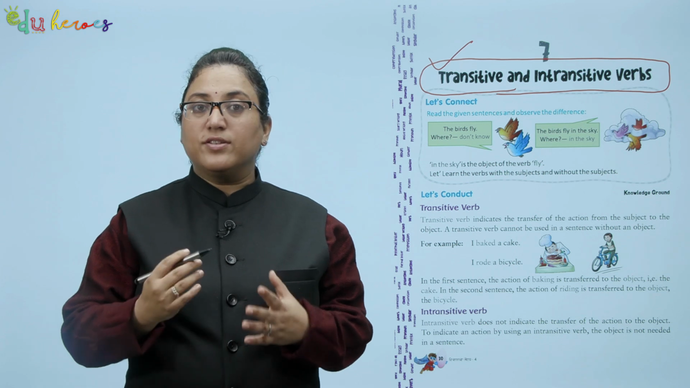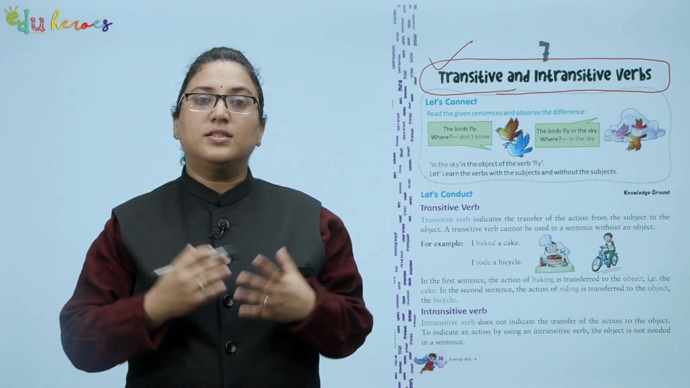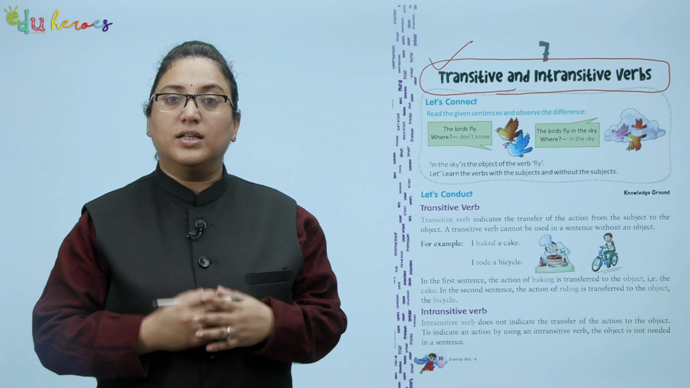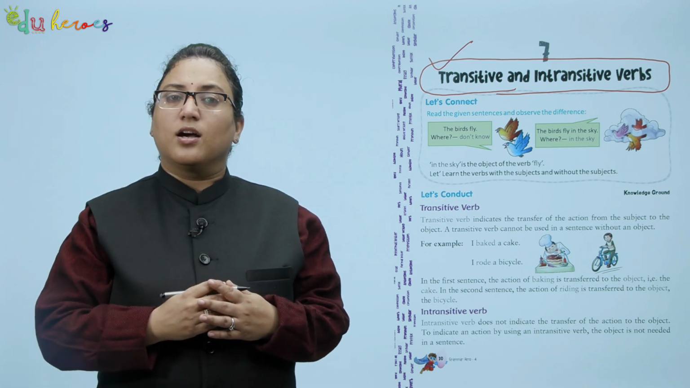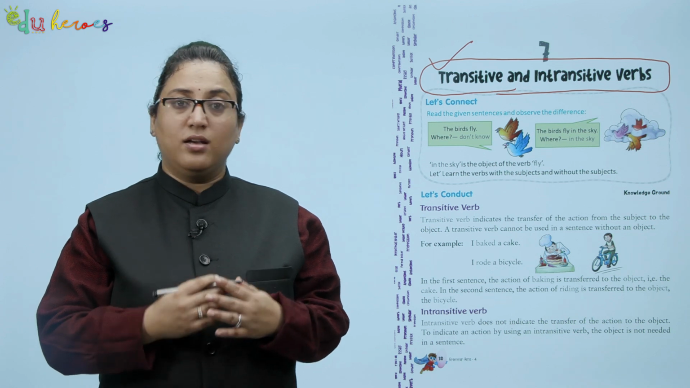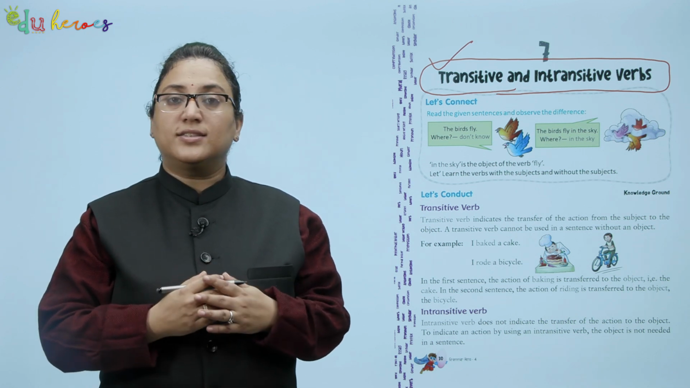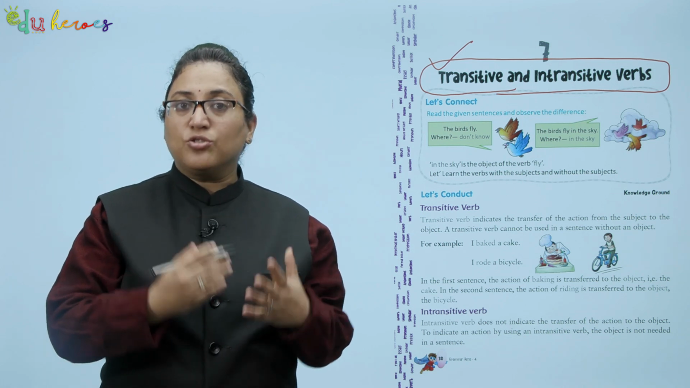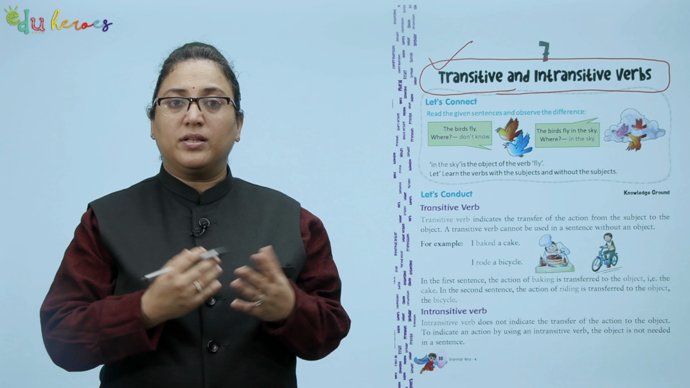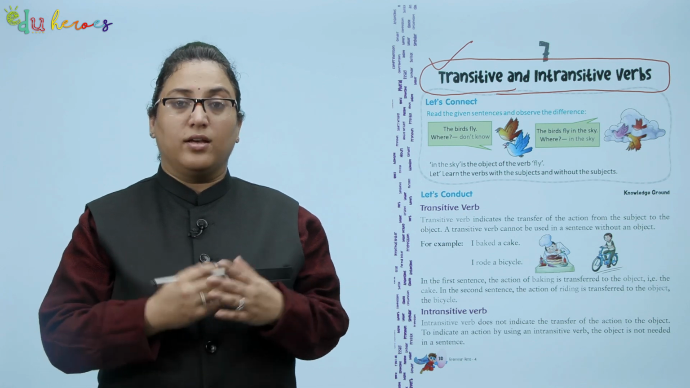Let's observe the given sentences here. The birds fly in the sky. First sentence. Question: the birds fly where? We don't know. The sentence is not telling us. हमें नहीं पता चल रहा है. हमें एक्शन तो समझ आ रहा है, लेकिन ये नहीं पता चल रहा है कि birds कहाँ उड़ रही हैं.